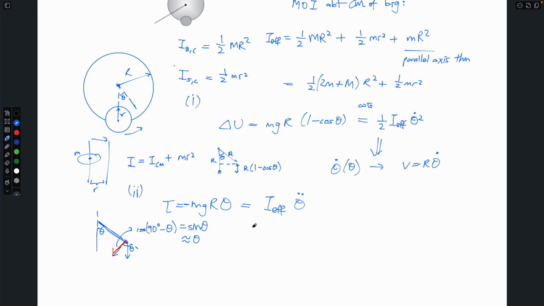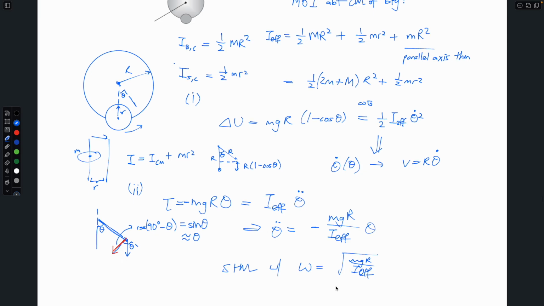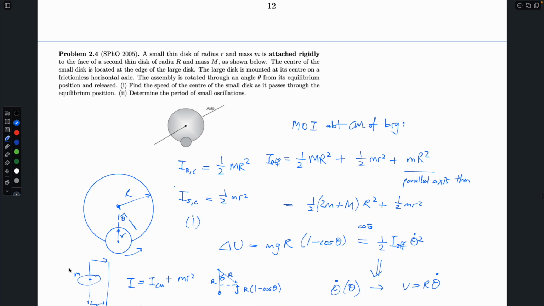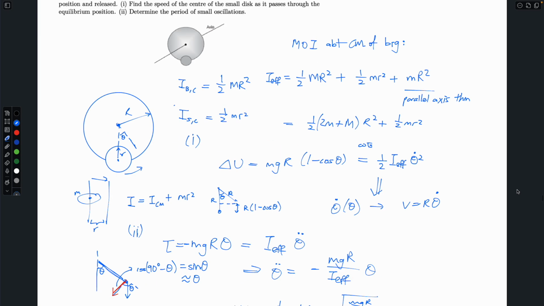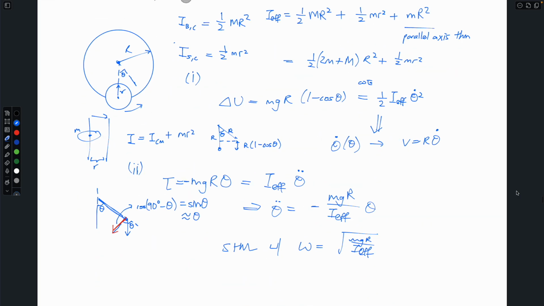So we notice that this is the form of SHM because we can write this as theta double dot equals negative mgr over I effective times theta. So this is just SHM with frequency square root of mgr over I effective. And then you can just plug in the I effective equation. Okay, can? All good?